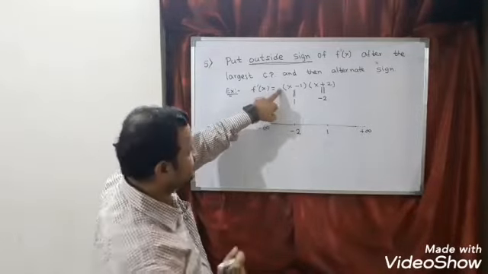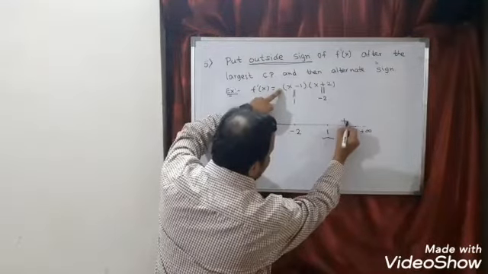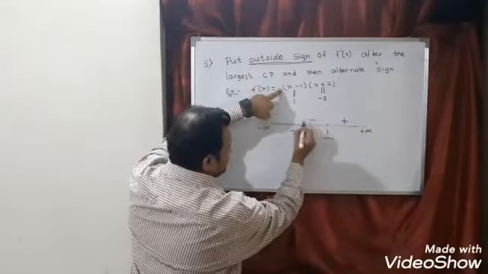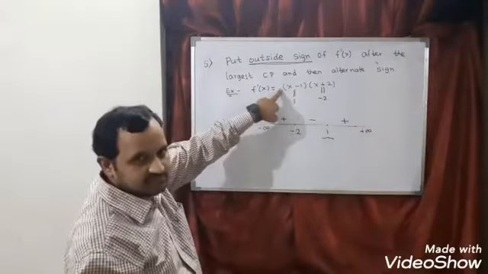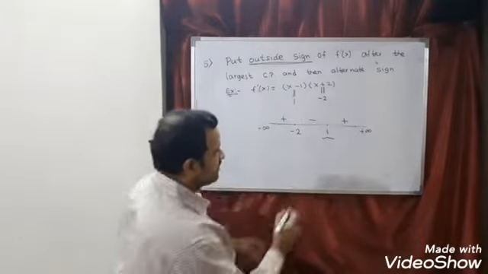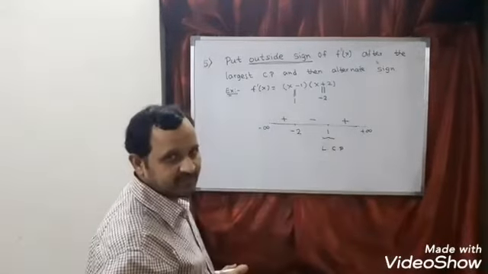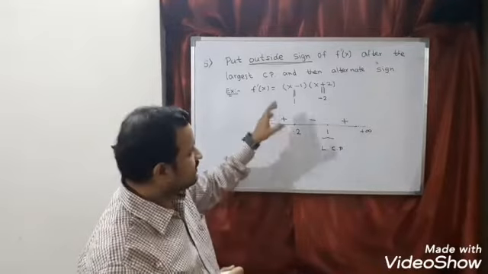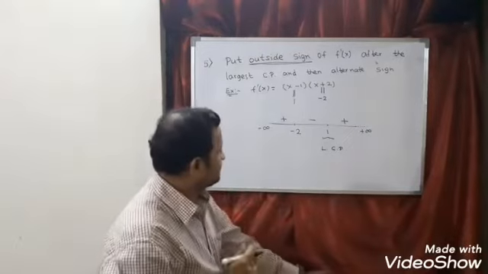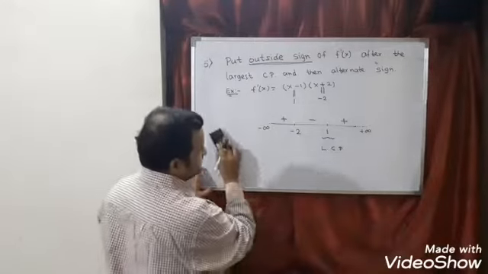So the outside sign of f dash x is what? Positive or negative? Positive. So after the largest critical point, you have to put the outside sign of f dash x, which is positive, and then alternate sign. That means plus, minus, plus. Is it clear? So the outside sign here is plus. So plus will come after the largest critical point and then alternate sign. When we do some examples, these working steps will be more clear. So this is step number 5. Let us see step number 6.